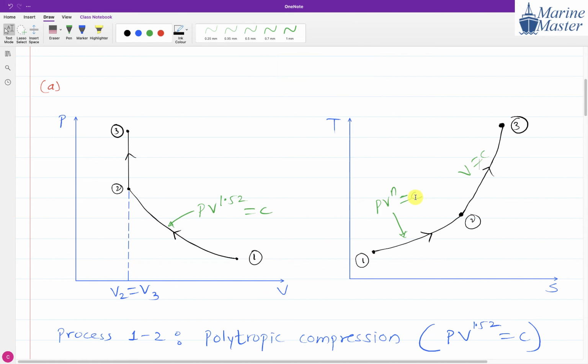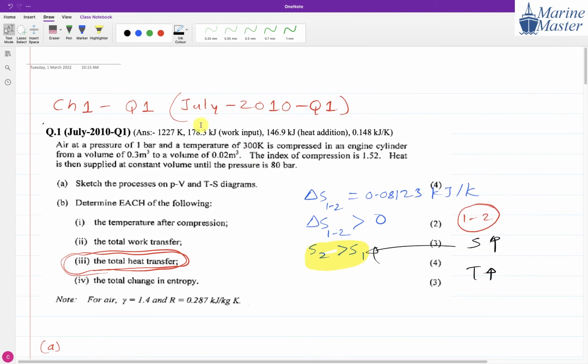So this is all about question 1, that is from the July 2010 exam, question 1.